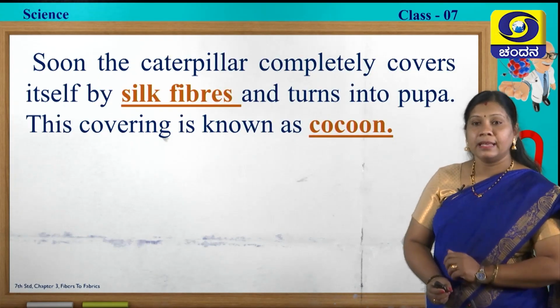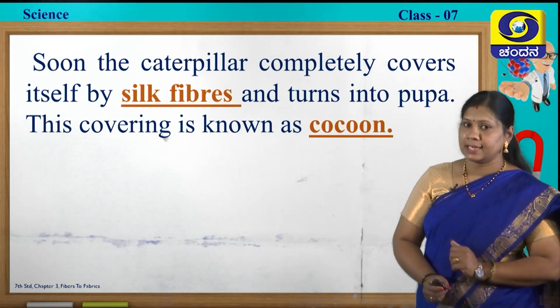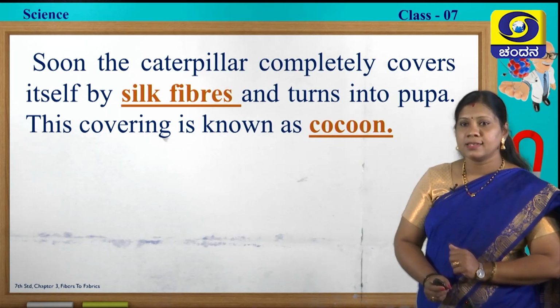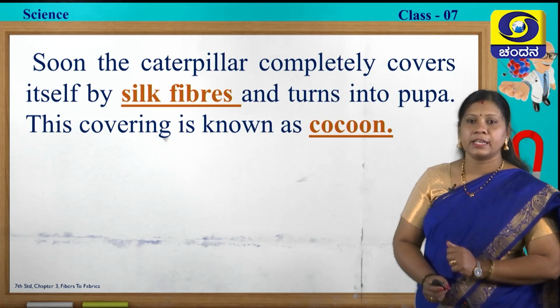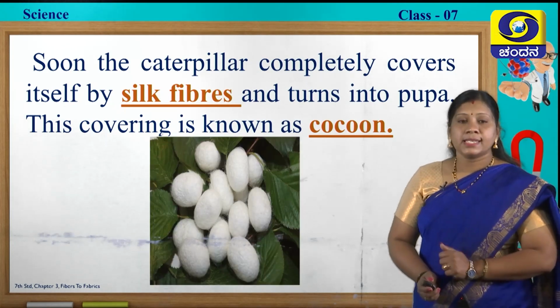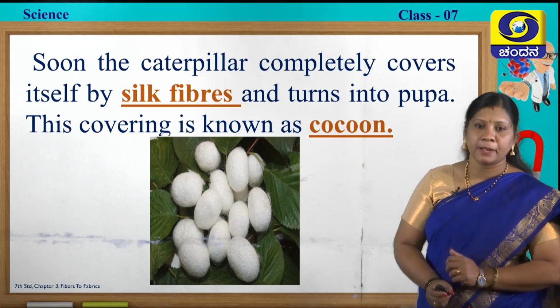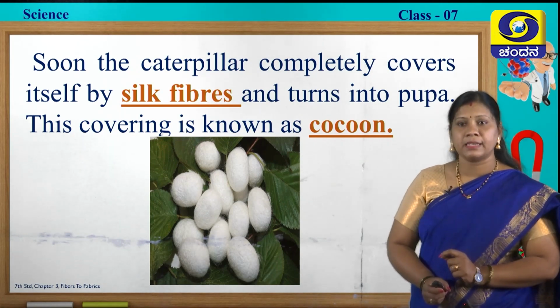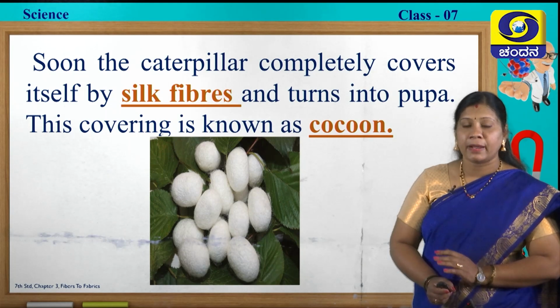Soon the caterpillar completely covers itself with silk fibers and turns into a pupa. This covering is known as a cocoon. This is exactly the shape of a cocoon.